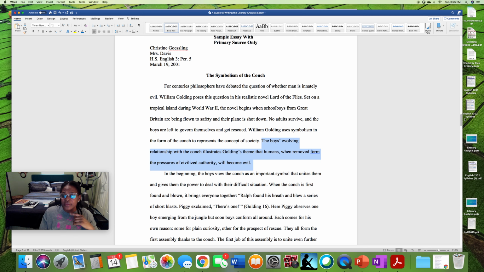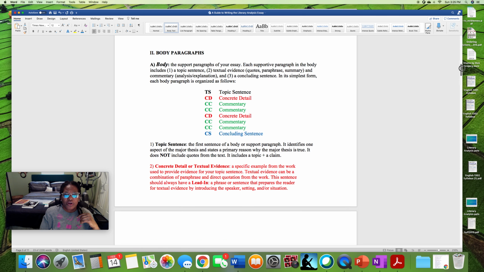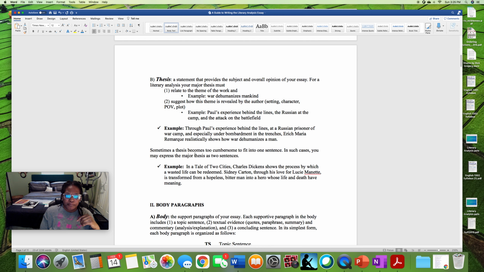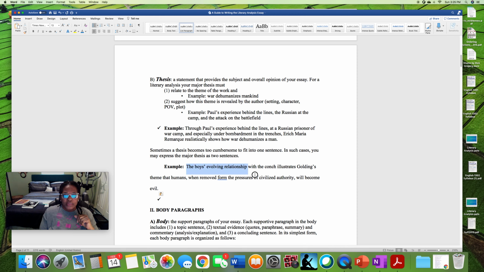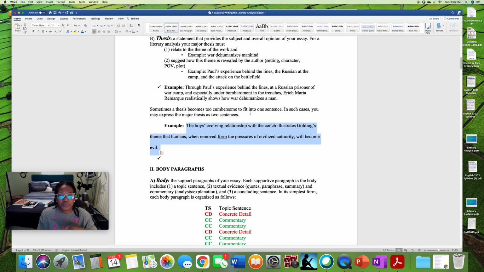I'm going to take it, copy it, and put it up in this part here where I have the thesis statement. I'll take this thesis statement away and put this one there, right? And so this thesis statement is going to be used in order to support this paragraph here. The thesis statement says the boys' evolving relationship with the conch illustrates Golding's theme that humans, when removed from the pressures of civilized authority, will become evil. Okay?